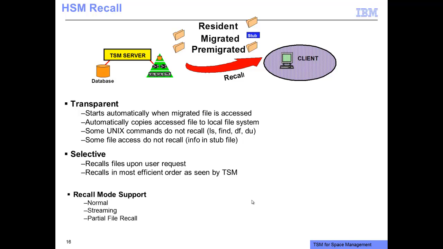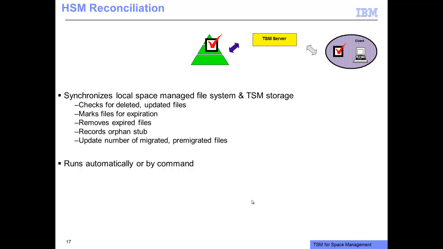to the TSM server. Another necessary process with space management is reconciliation. This is what's going to make sure that the files that the TSM server has match the stub files that are out on the production machine. And so we basically are synchronizing the local space managed file systems and the TSM storage pools. So we're checking for things, for instance, of files that have been purposely deleted by the end user. We're looking for files that have been marked for expiration, or where we have an orphaned stub file where the stub is out there but it's not in the TSM server, as well as going through and updating the number of migrated or pre-migrated files.